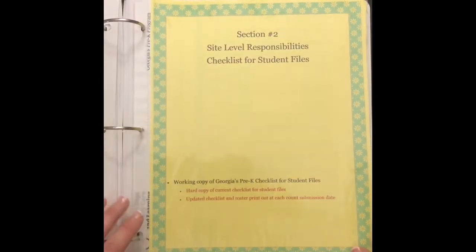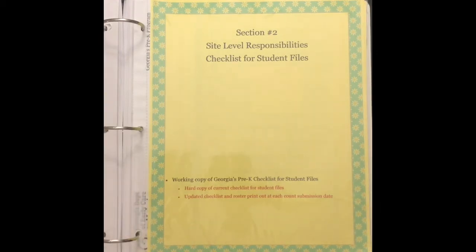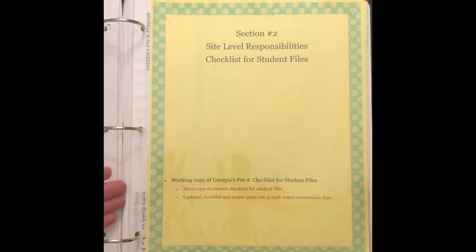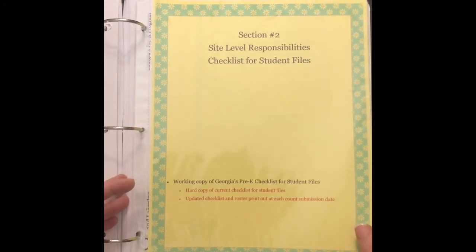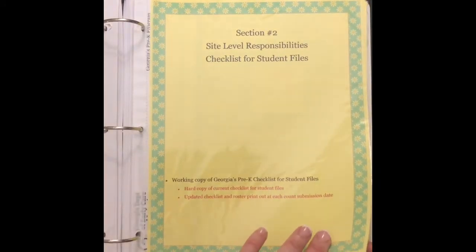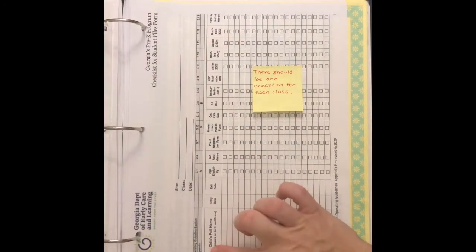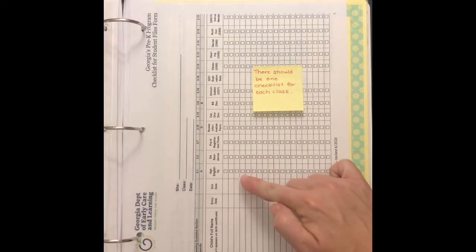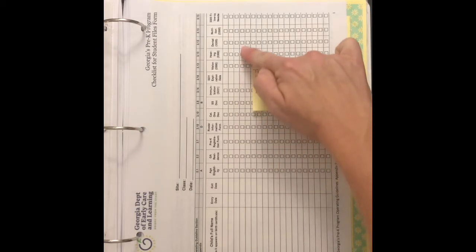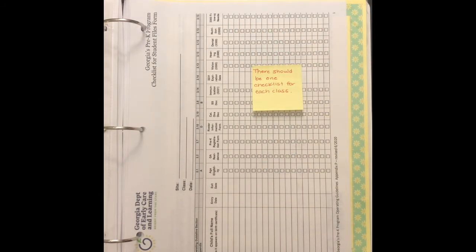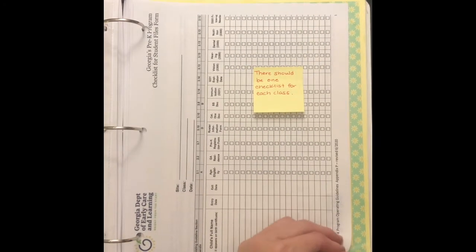and possibly an agenda of items that you discussed during the parent orientation. The next section is specific to student files. The first thing it's going to ask you to do is maintain a working copy of the pre-K checklist for student files. That document can be downloaded from the DCAL website. And you will write each child's name in the class and track your progress of collecting required documentation from the family. You need to have one checklist in the notebook for each individual class. The checklist should be updated as new students arrive during each roster cycle.